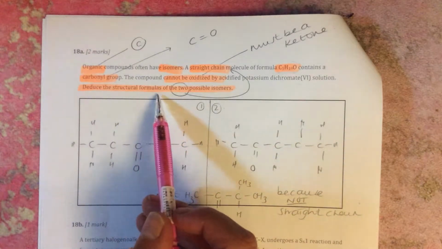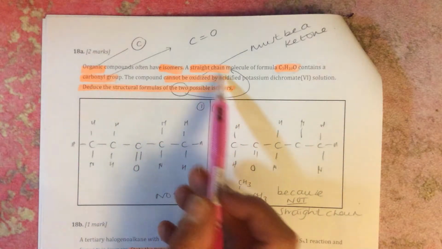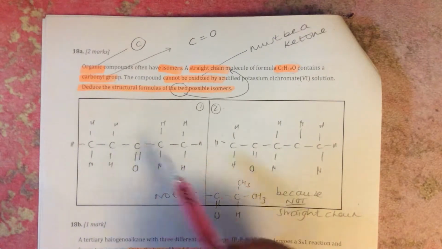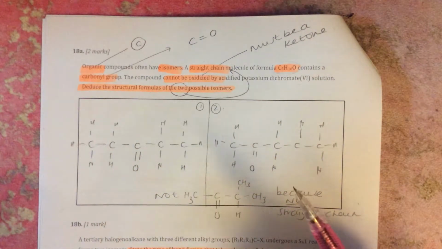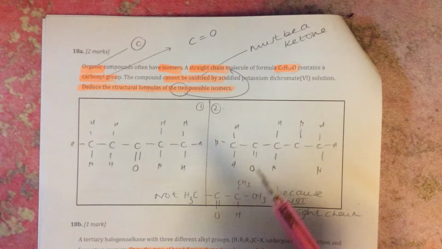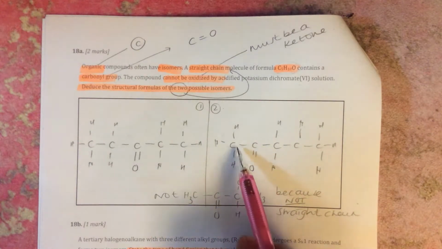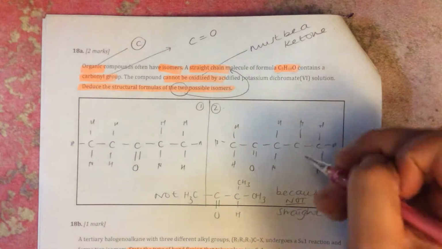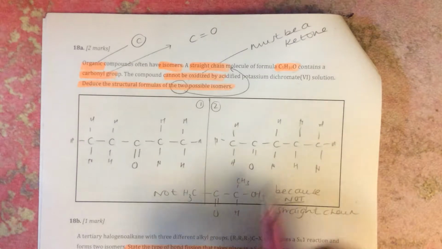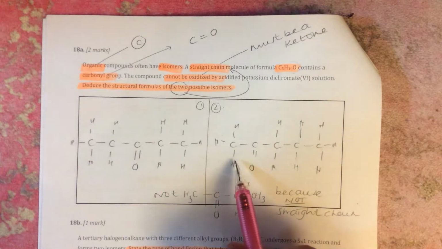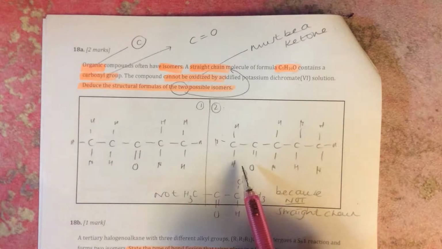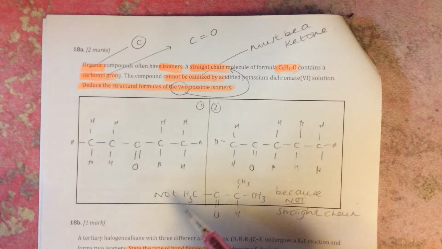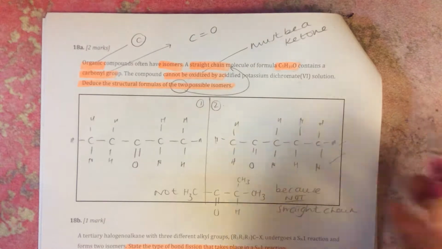Deduce the structural formula for the two possible isomers of this straight chain molecule. So add in a ketone group, a C double bond O. It cannot go on the end because that would make it an aldehyde, so it has to be at least one carbon in. So you could start off with one carbon on this side and then 1, 2, 3 carbons on the other side. That would give you the first isomer. Check that you have 10 hydrogens, check that you have 1 oxygen, check that you have 5 carbons. You do. This gives you 1 mark.